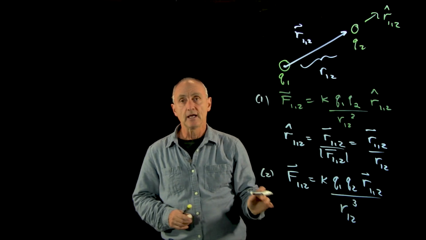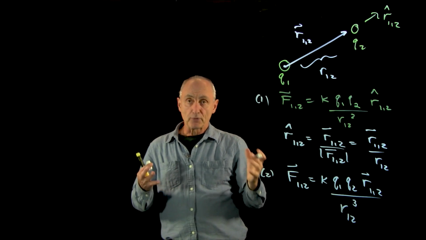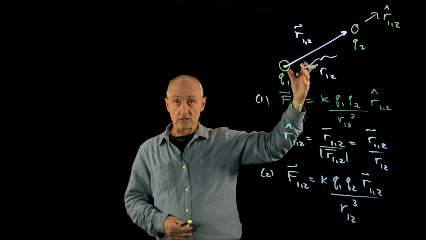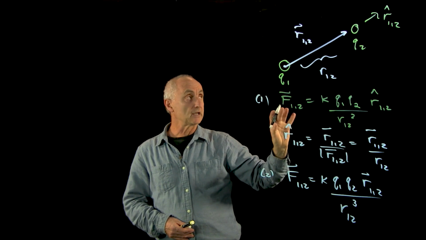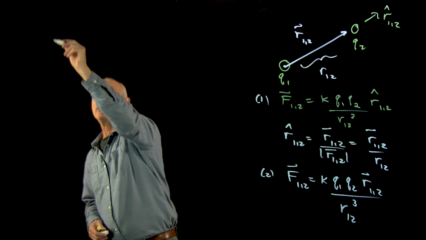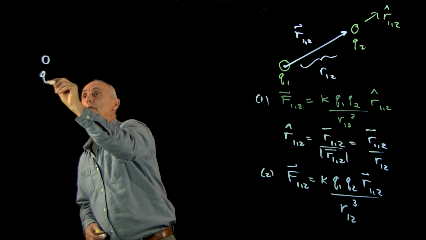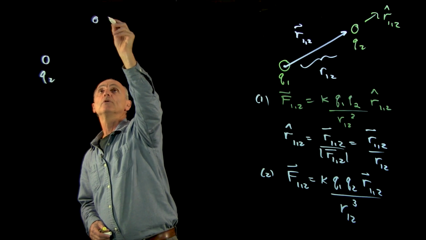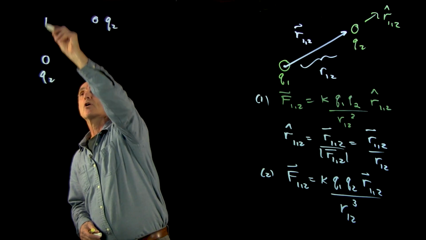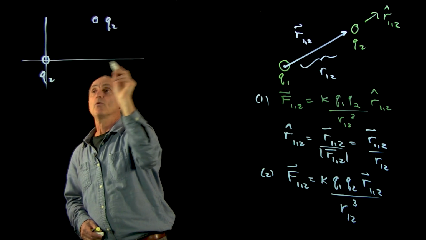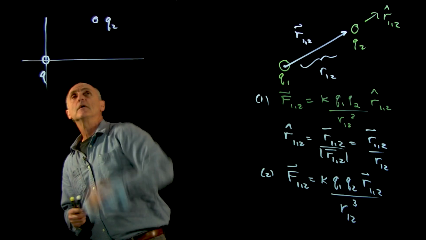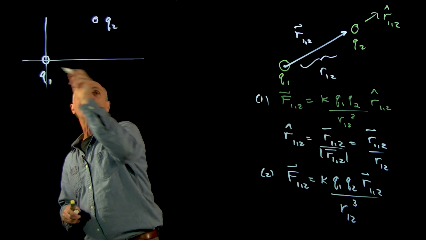Now, one of the issues in problem solving is we want to get a vector expression in a coordinate system. And so what I'd like to do now is show how we do that. So let's look at this same problem. First, we have Q1 and Q2, so we have two charges. And now let's choose a coordinate system. This is Q1. We're going to place Q1 at our origin.